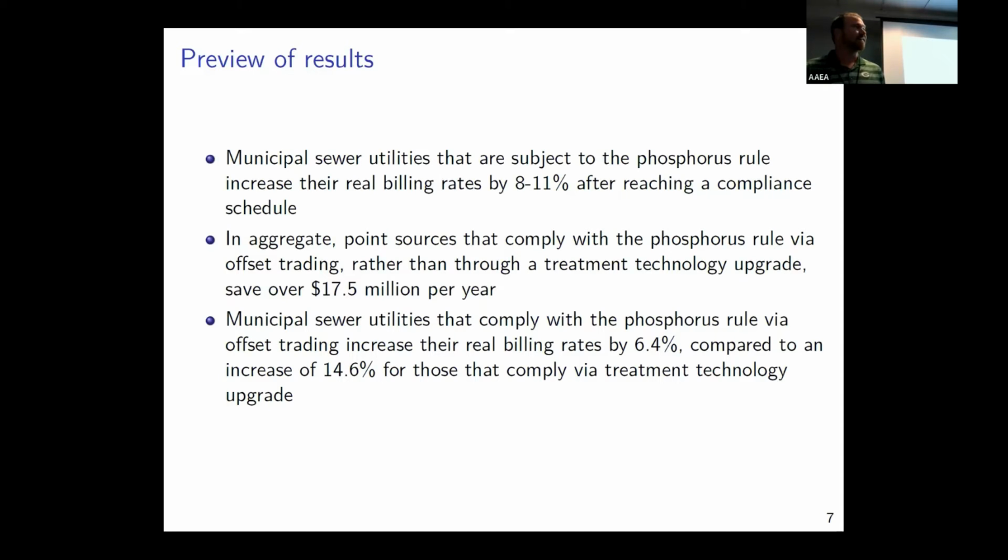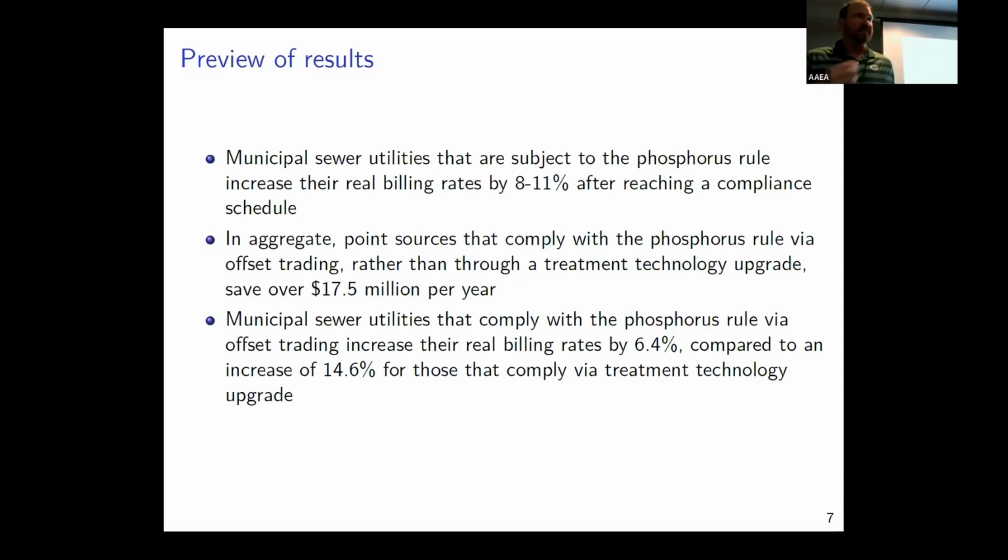But what we find, as was the case in Beloit, is an 8 to 11% increase in real sewer utility billing rates for those municipalities that are subject to the phosphorus rule. And looking at this program, it could theoretically be cost effective. Again, economists, we would love markets where they could potentially work. Well, these markets are really working here as compared to the technological mandate.